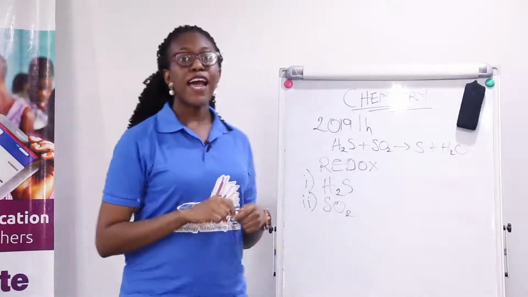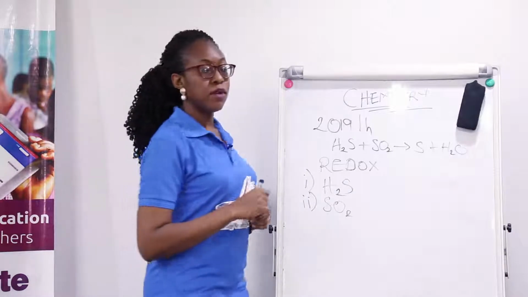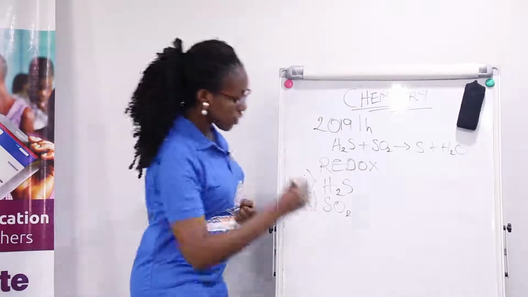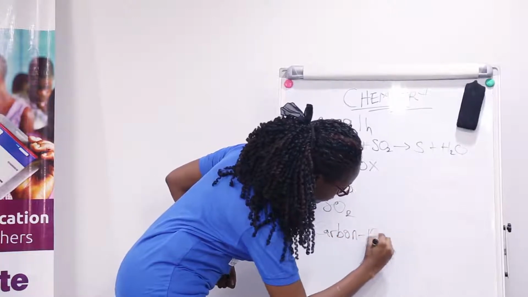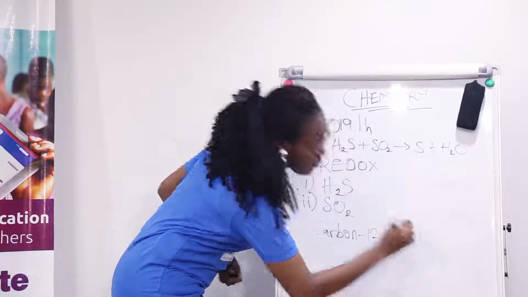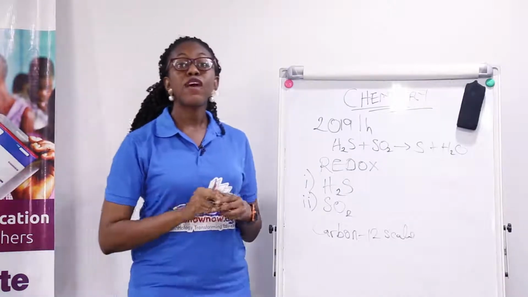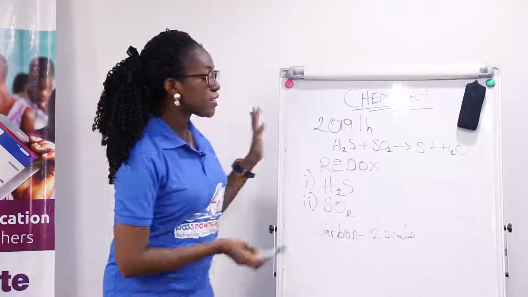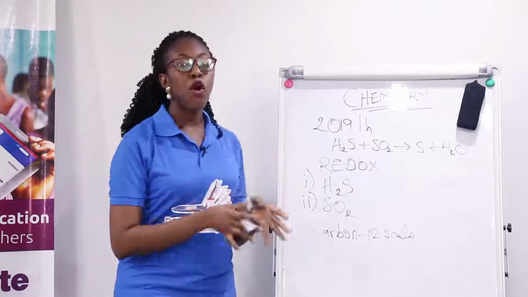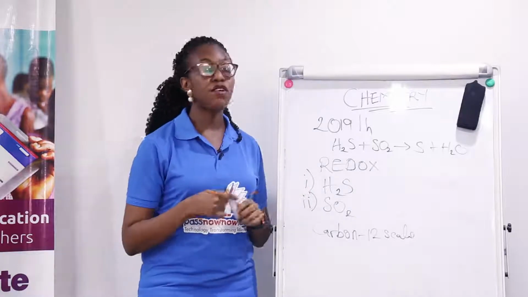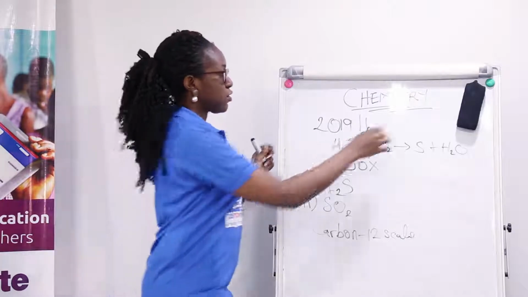Our next question asks, what is meant by carbon 12 scale? The carbon 12 scale is a scale that uses the carbon 12 isotope as a standard for comparing or measuring the atomic masses of other elements. I hope you understand. Now let's go to the next question.